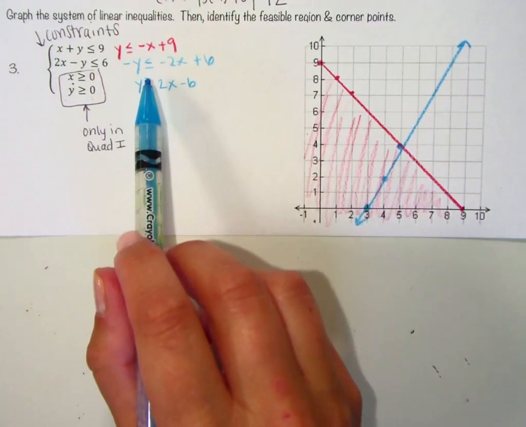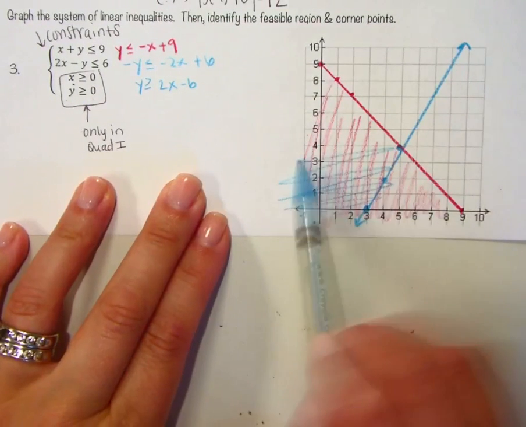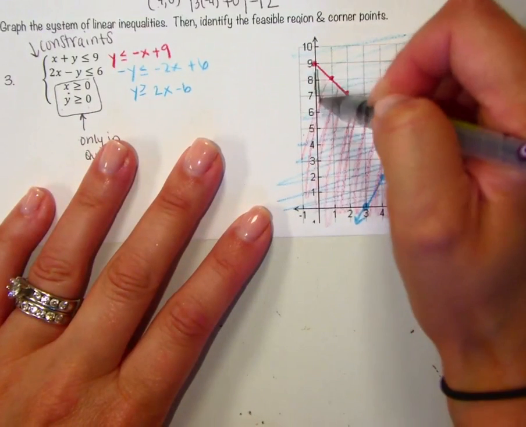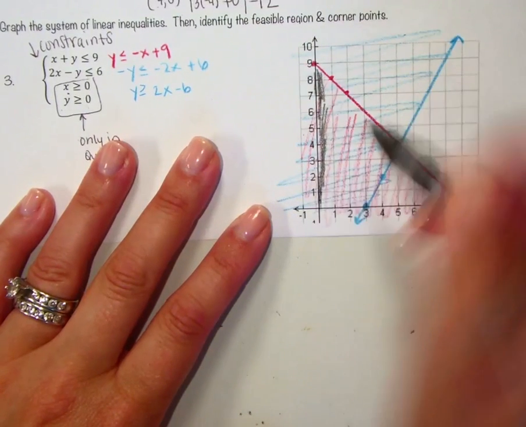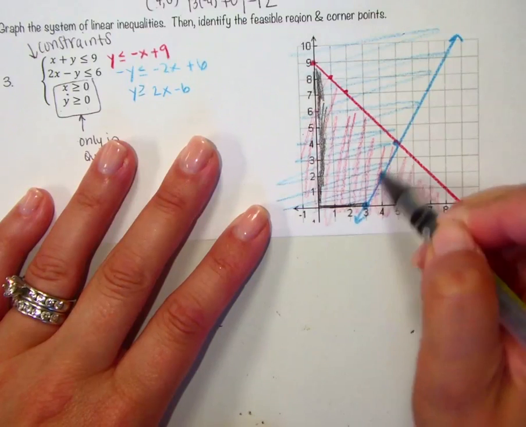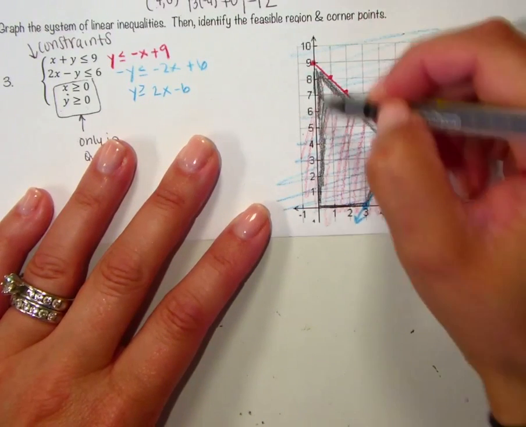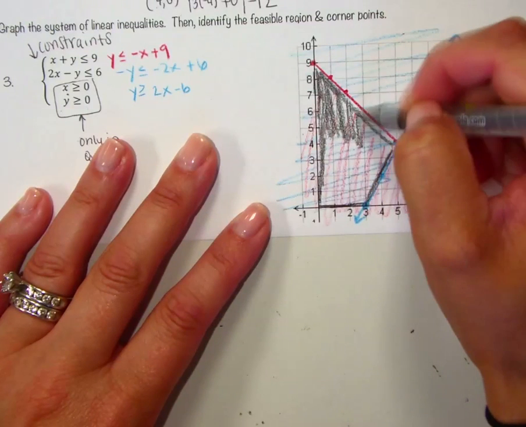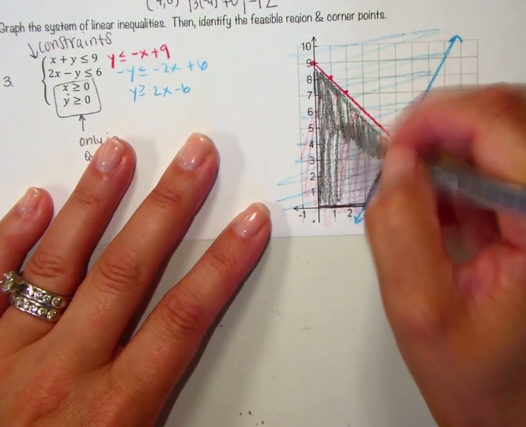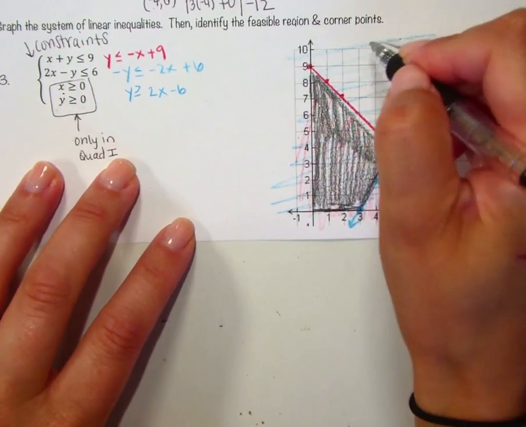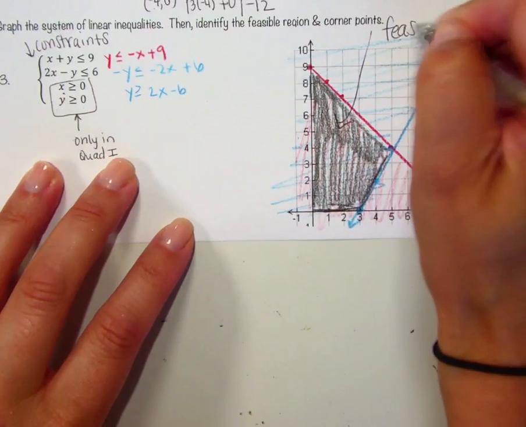And then from here, we can see that we have greater than or equal to, so we are going to shade above that line. And we see that our two colors, be careful here, make sure you don't go beyond the x and y axis. We can see that when we graph these, we have this quadrilateral that is formed. Remember, that is what we call our feasible region.